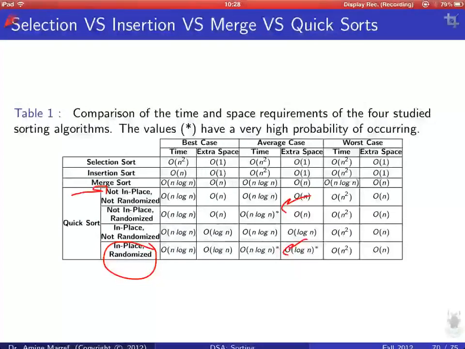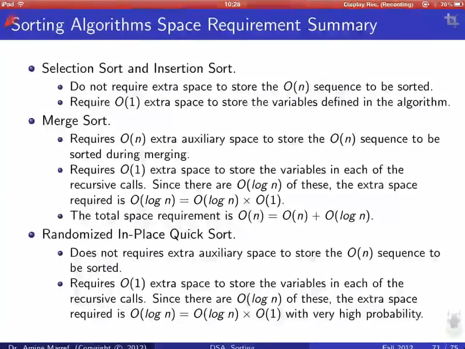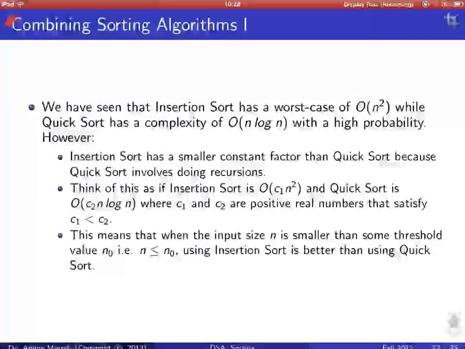Quicksort, which is randomized and in place, is n log n with a higher probability, but has a higher constant factor. It's not as high as merge sort, but it's a higher constant factor than insertion sort. So we can imagine that insertion sort is something like 10n squared, and quicksort is something like, I don't know, 1000 n log n. I mean, it could be the case. These numbers are going to depend on the implementation. Okay?